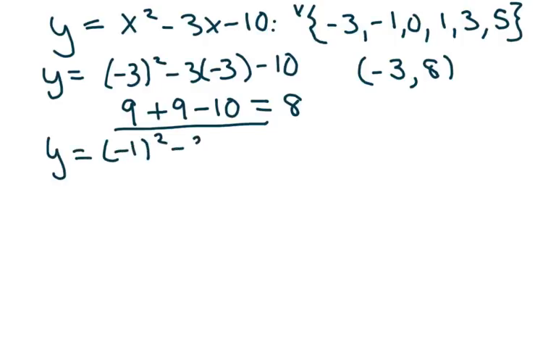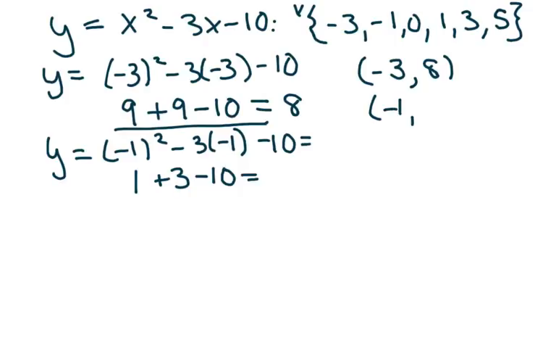-1 squared minus 3 times -1 minus 10. That gives us 1 plus 3 minus 10. So when we plug in -1, this equals 4 minus 10 is -6.